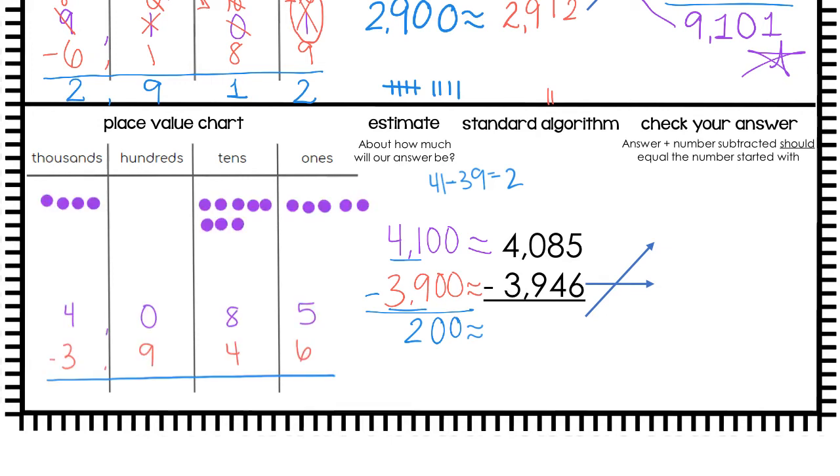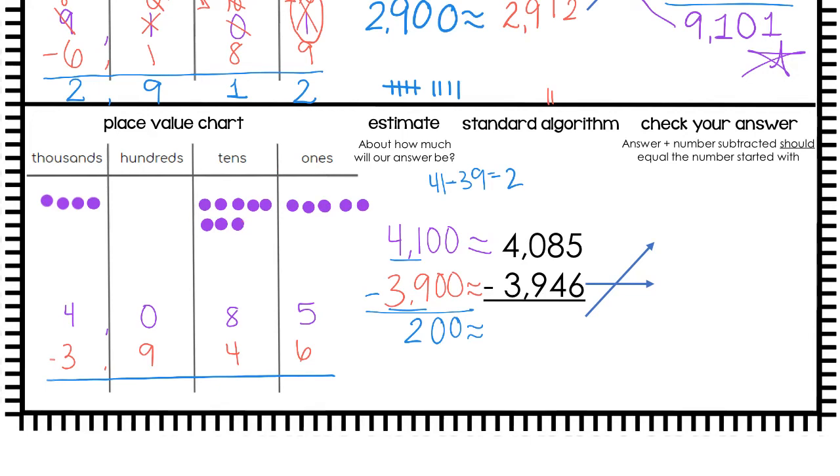All right, we have 4,000 0 hundreds, 8 tens, and 5 ones. We're subtracting 3,000 9 hundreds, 4 tens, and 6 ones. We start in the ones place. I have 5 ones, but I need to subtract 6. So I say, uh-oh, can't do that. Let's go over to the tens.